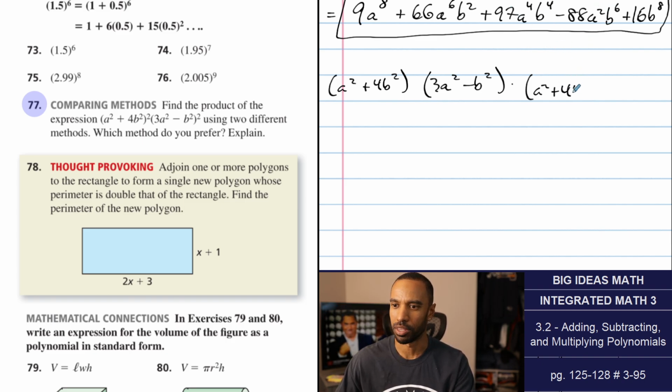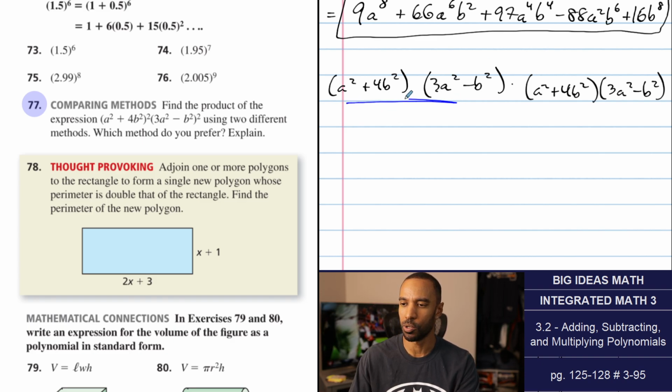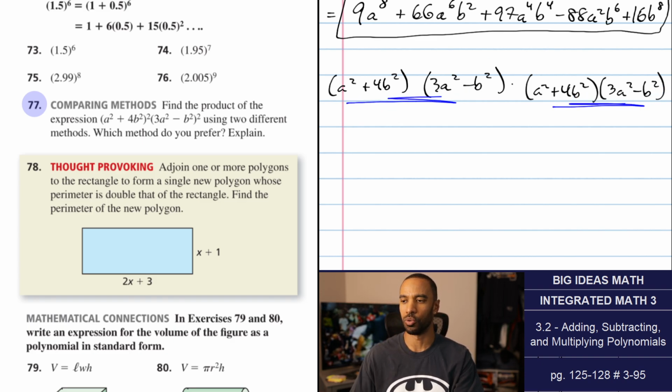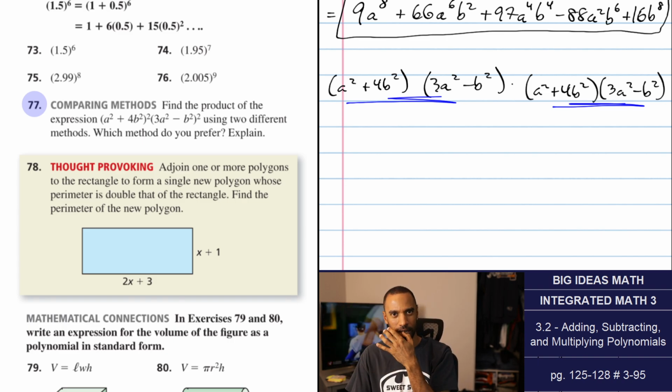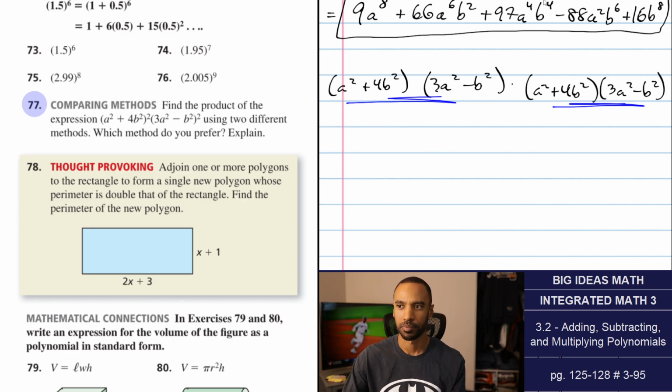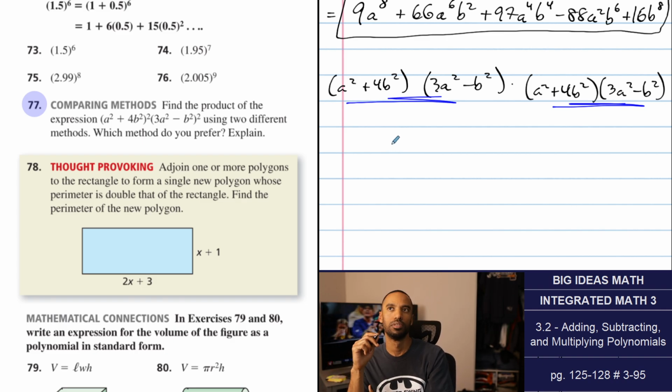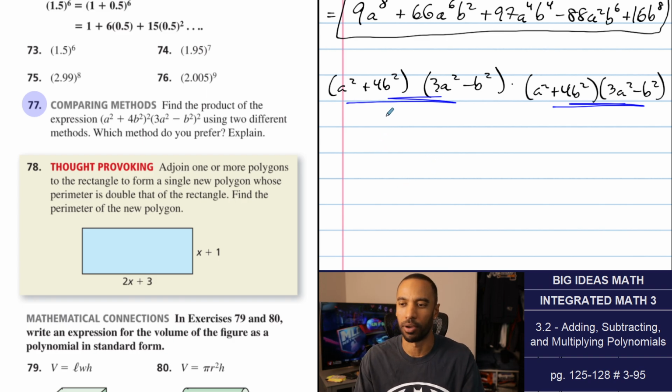Now, it's going to kind of look the same. Actually, I don't know if it will. 3a squared minus b squared. So basically, I'm going to multiply these two and then multiply these two. Now, multiplying one of them will give me the same thing twice. This actually might go quicker. Oh, no, it won't. Anyway, it won't go quicker. But okay, anyway, I'm just going to do that. So FOIL this thing out.